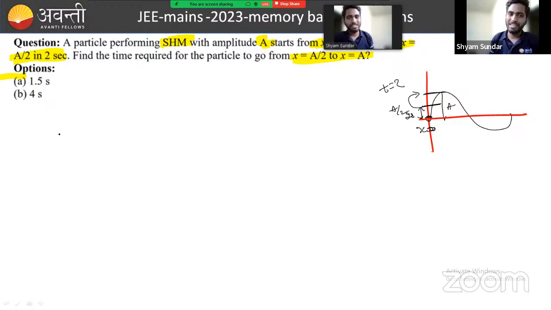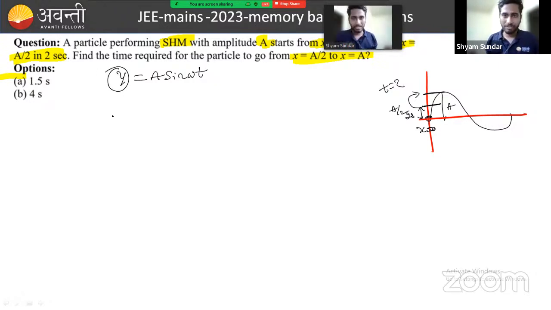There are actually only 2 options here; the remaining 2 are missing from this question. No need to worry. Before that, we need to write the wave equation. What is the wave equation? y equals A sin omega t. Here y is the displacement of the wave at any time. They are saying that in 2 seconds it goes up to A by 2.